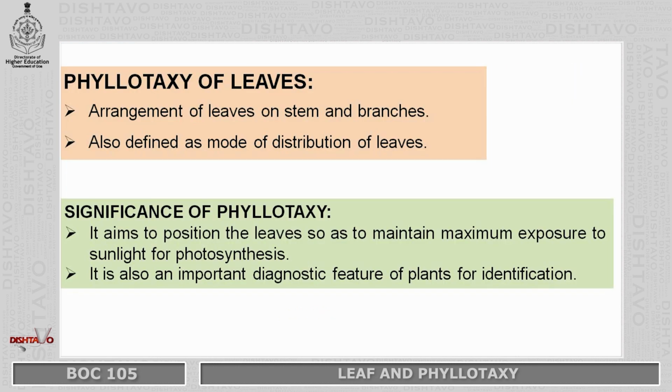Now we know that it is very meticulous and amazing to see how leaves are arranged in different plants. Their arrangement is always different in different kinds of plants. This arrangement of leaves in different kinds, different classes of plants is called as phyllotaxy. So when we define, we say phyllotaxy is the arrangement of leaves on stem and branches. In other words, it's also defined as the mode of distribution of leaves.